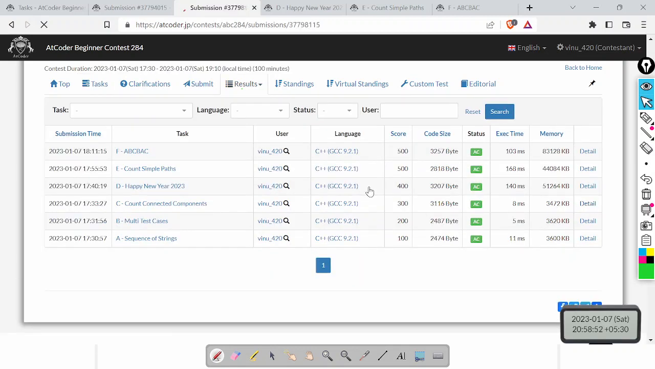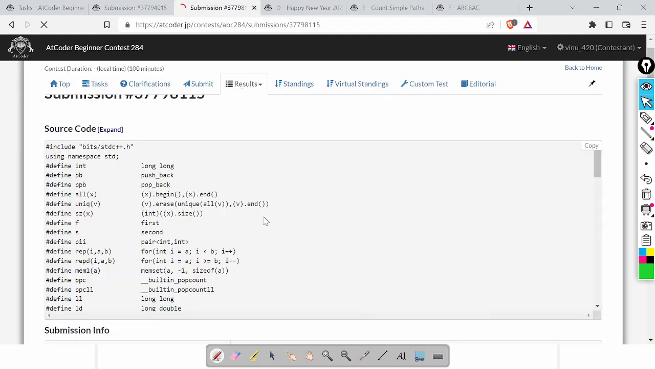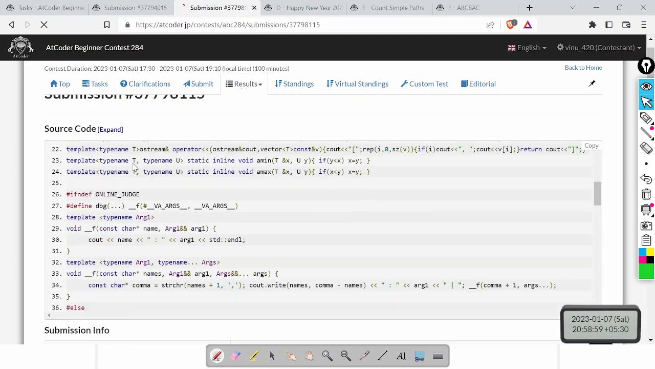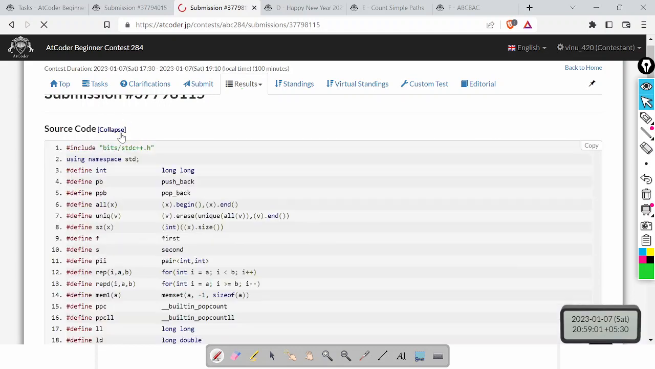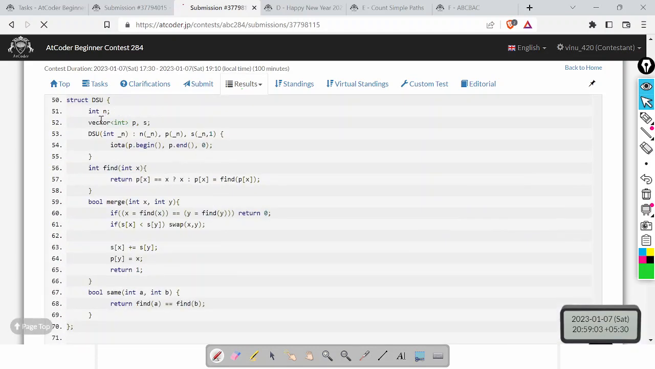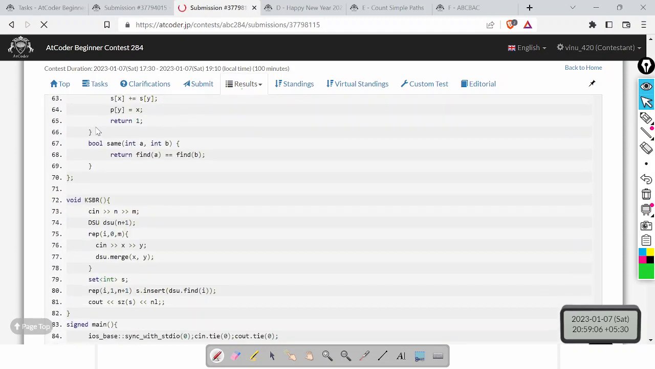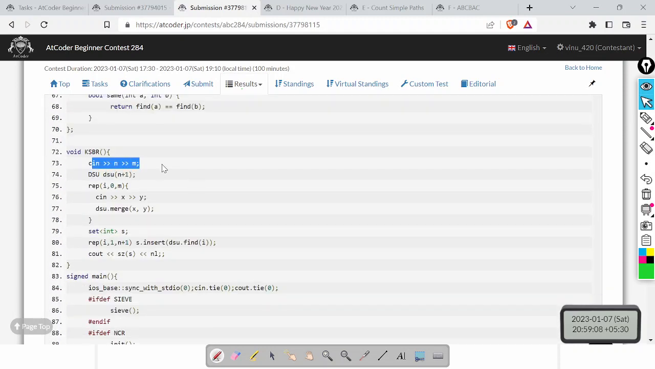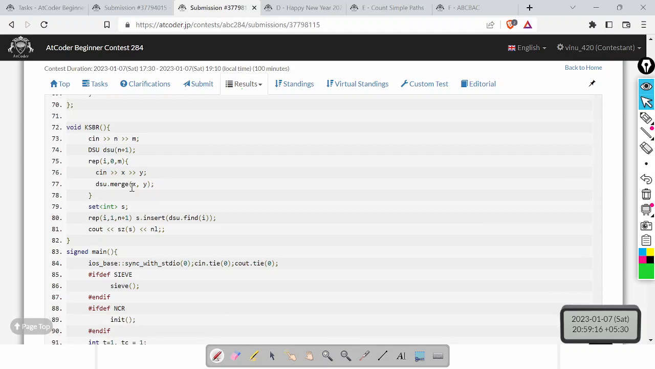I have used DSU, disjoint set union, to count the number of connected components. For those who know how DSU works, I will show you my code pretty quick. I simply have a class for DSU and I take n and m. Then for each edge, we take ui and vi connecting x to y, and we merge x and y in our DSU, and then we have to count the number of groups, the number of components.